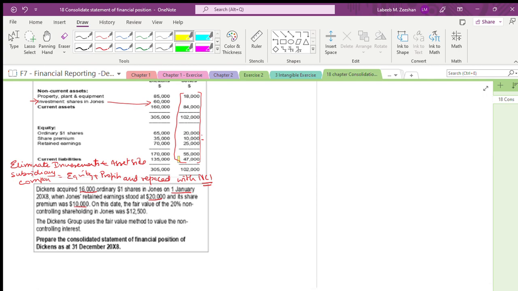Focus on this. Share premium is 10,000. Retained earnings are how much? 25,000. Now, as of this date, the fair value of the 20% non-controlling interest is 12,500. They have mentioned here that it is based on the fair value method. You have to work it out.